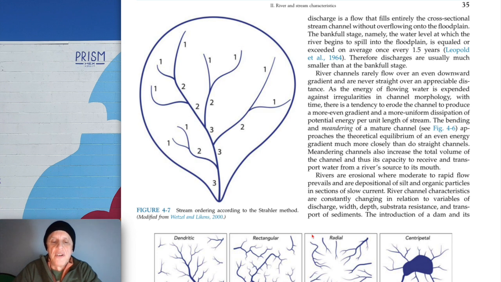Figure 4-7 illustrates the stream ordering according to the Strahler method that we reviewed yesterday. What we see here is a first order stream in the ones. We then have a second order stream, where two first order streams meet and create a second order stream. And then we have a third order stream where two second order streams meet.